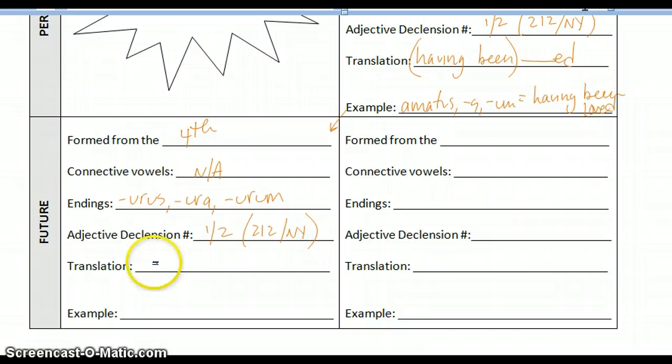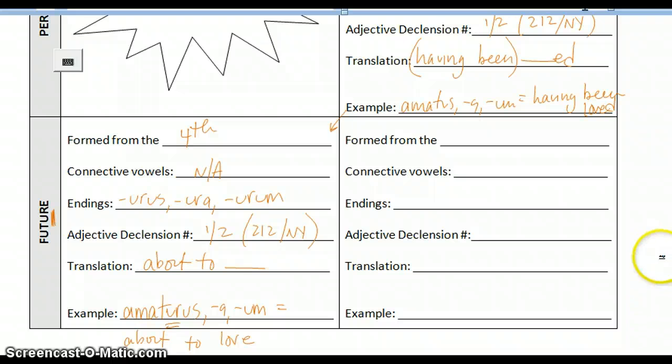The translation, to make it sound future and active, is "about to blank." So our word amo, we take amatus. Instead of amatus, amaturus, with that u-r in it, like in the word future, which would mean about to love. Again, as an adjective. The boy about to love is all.